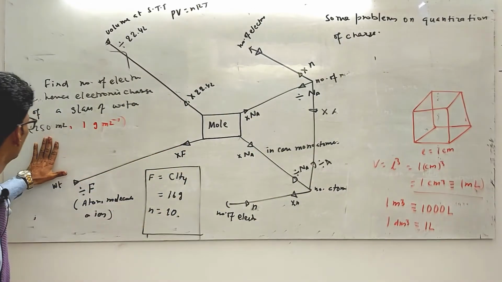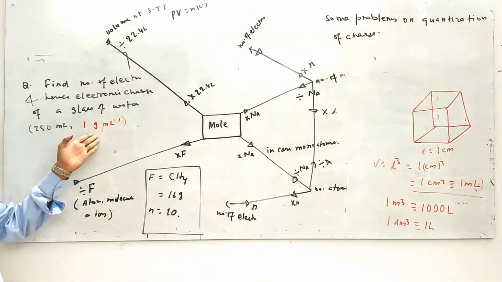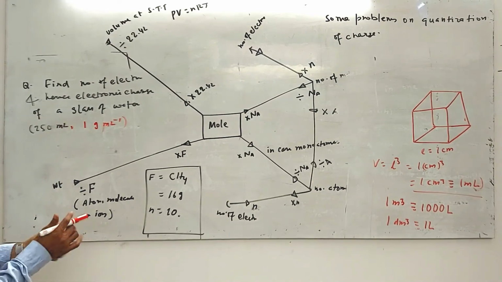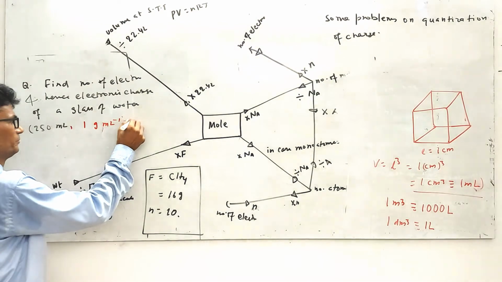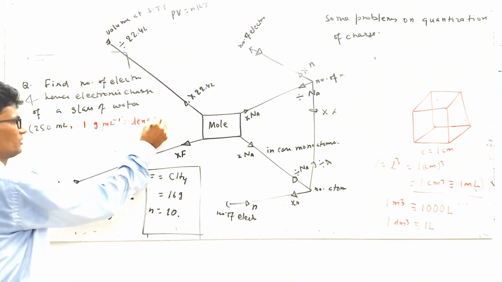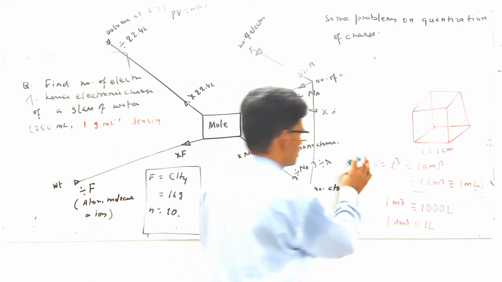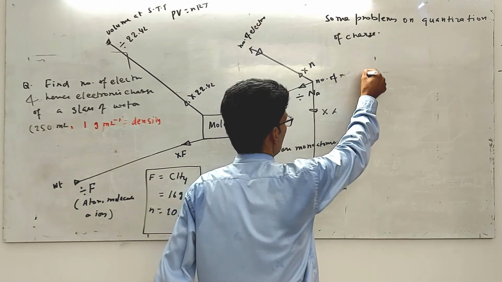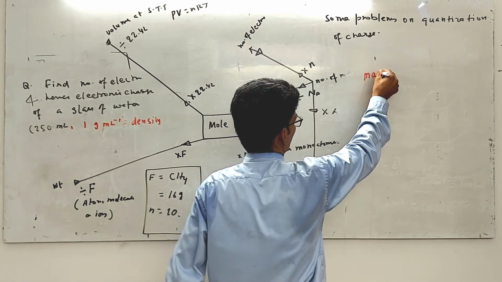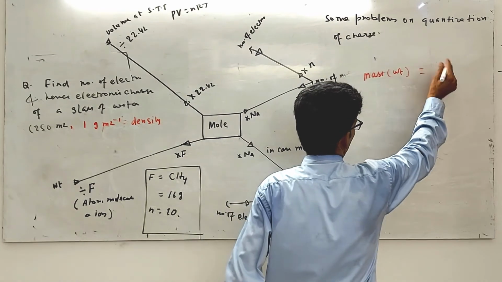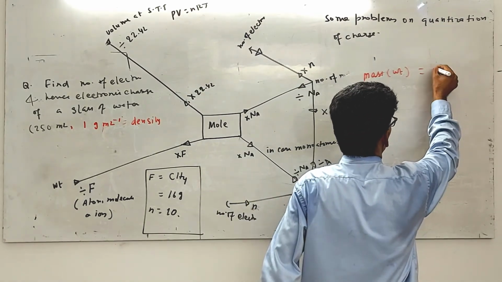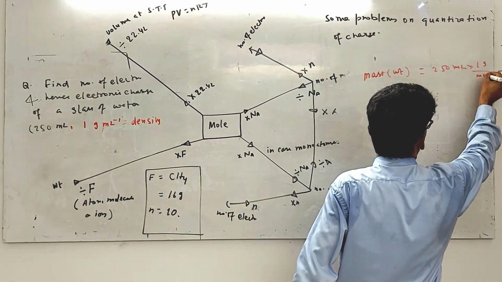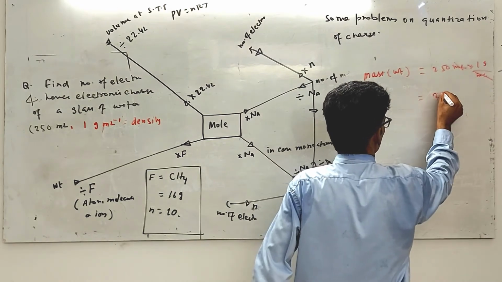So here 250 milliliter. Density is already given in milliliter. This is 1 gram per milliliter, this is the density and this is the volume. So we use the MVD relation. You know MVD, mass is equal to volume into density, so we use it to find mass. Mass we may call here weight. This is equal to volume into density. Volume is 250 milliliter, density is 1 gram per milliliter. Milliliter is cancelled out, so it becomes 250 grams.